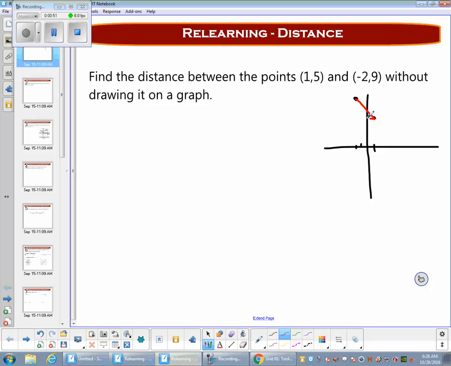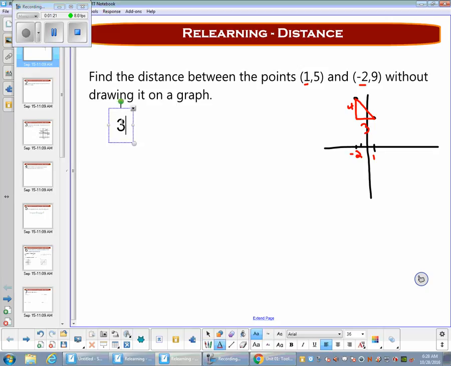So what we have to do is figure out this distance, and then use the Pythagorean theorem to find the distance here. So what I look at is the distance between negative 2 and 1. Between negative 2 and 1, if you subtract those, that distance is 3. Between 5 and 9, that distance is 4. So now we just do the Pythagorean theorem with that.